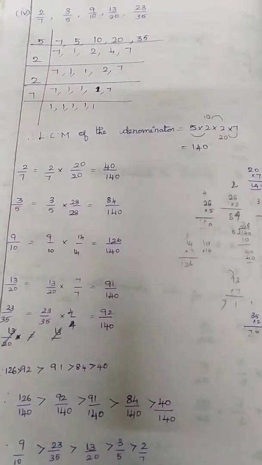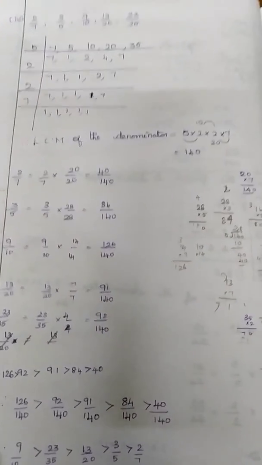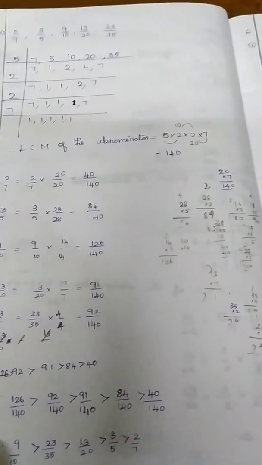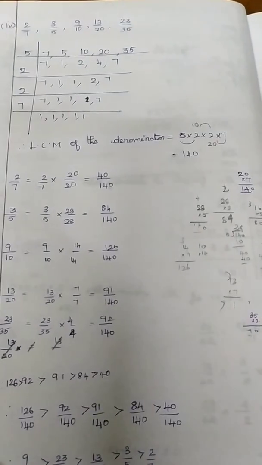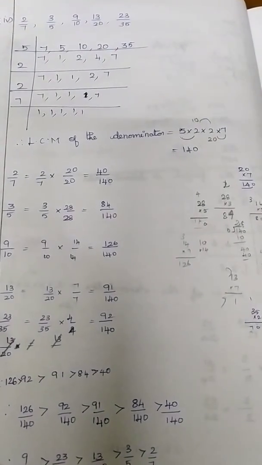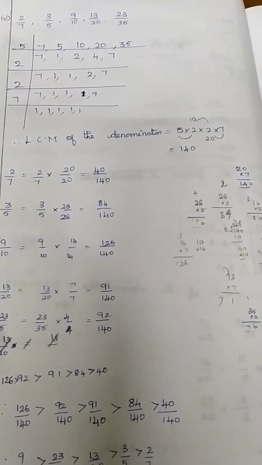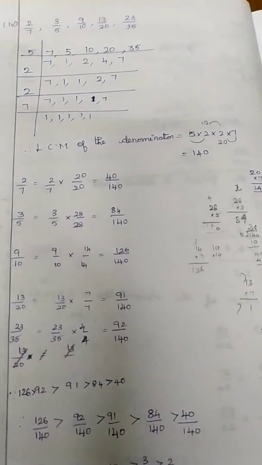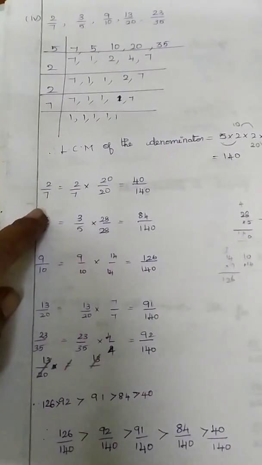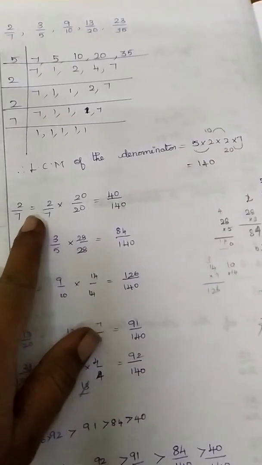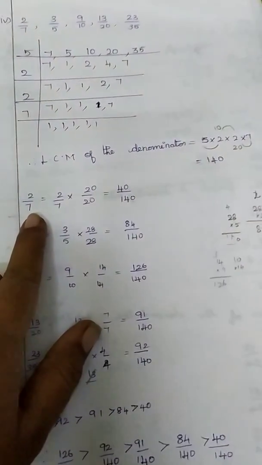7 will come as it is, 7 1 1 1 7. Next you can do it by 7 table. So the LCM of the denominators is equal to 5 into 2 into 2 into 7. Now 5 2s are 10, 10 2s are 20, 20 into 7 is 140. Now we are going to take each fraction and we have to make its denominator 140.